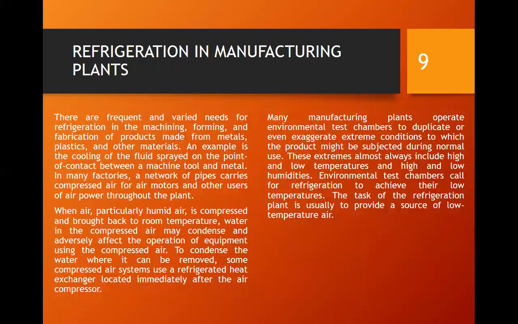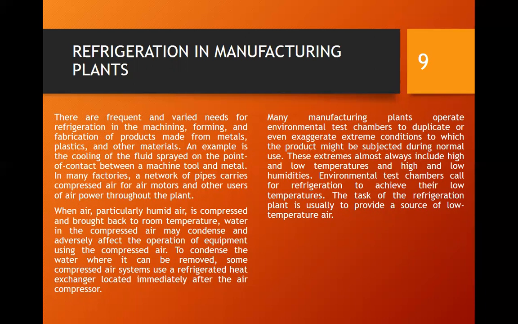Number 9, refrigeration in manufacturing plants. There are frequent and varied needs for refrigeration in the machining, forming, and fabrication of products made from metals, plastics, and other materials. An example is the cooling of the fluid sprayed on the point of contact between a machine tool and metal. In many factories, a network of pipe carries compressed air for air motors and other uses of air for power throughout the plant.